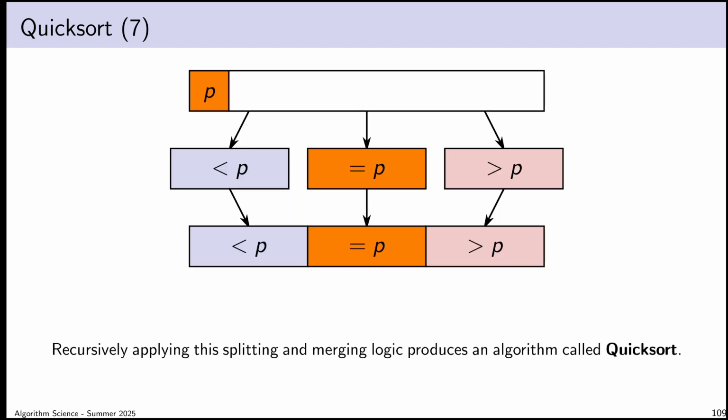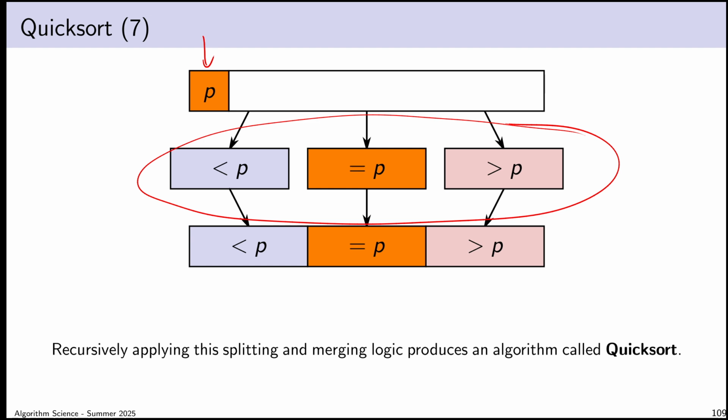And so if I recursively apply this process, I choose a pivot, let's say the first element, I divide the array into 3 pieces based on the pivot, recursively sort the pieces, and then jam them all back together, I get an algorithm called Quicksort. Notice how this is not quick sort, it's Quicksort. That's its name. Just because it's named Quicksort doesn't mean that it's quick.